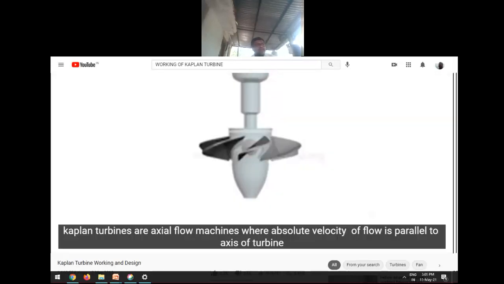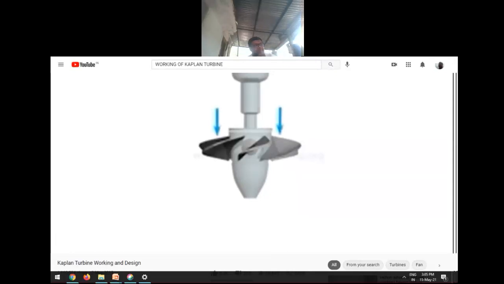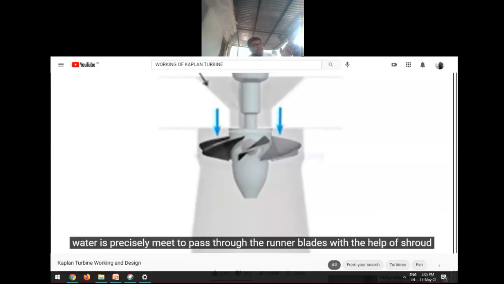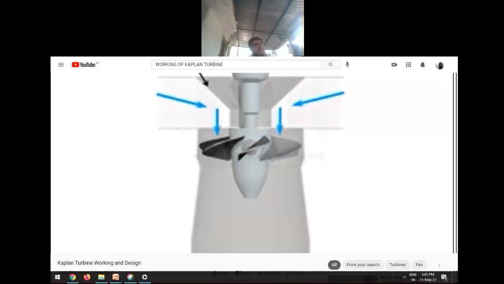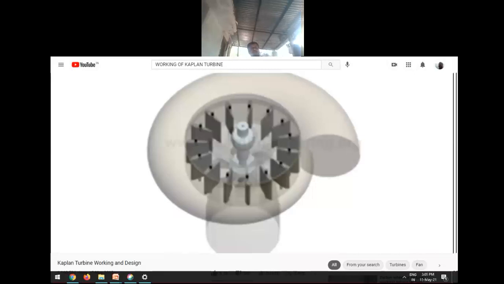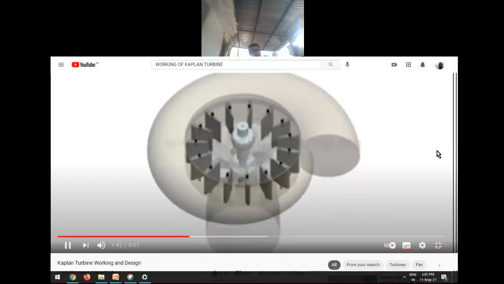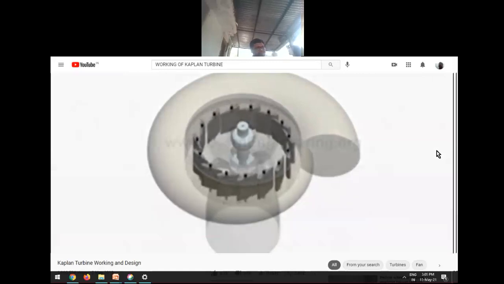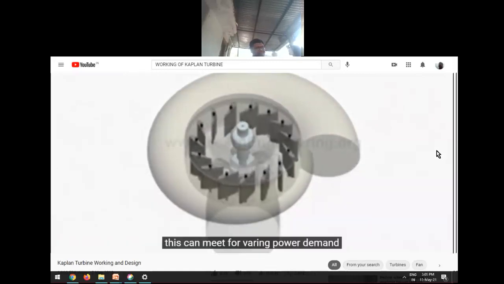Kaplan turbines are axial flow machines, where the absolute velocity of flow is parallel to the axis of the turbine. Water is precisely made to pass through the runner blades with the help of a shroud. Power demand may fluctuate over time. A governing mechanism, which controls the position of the guide vanes, is used to control the water flow rate. This can meet the varying power demand.